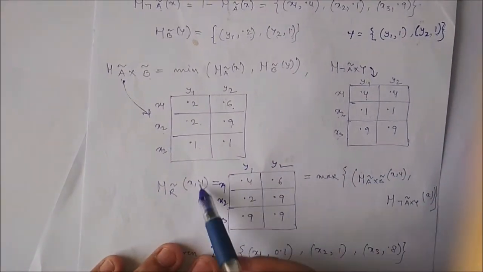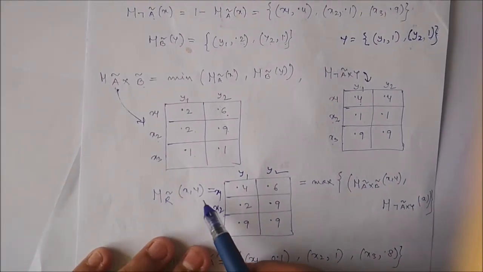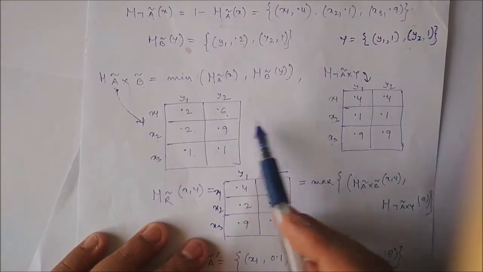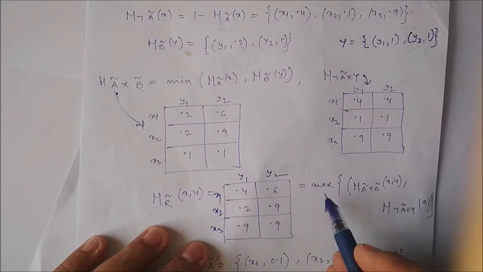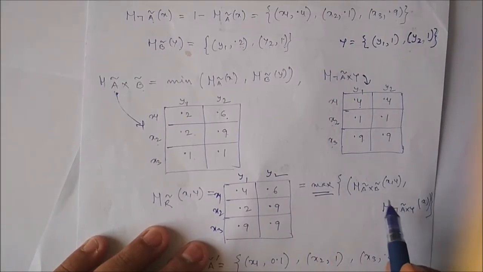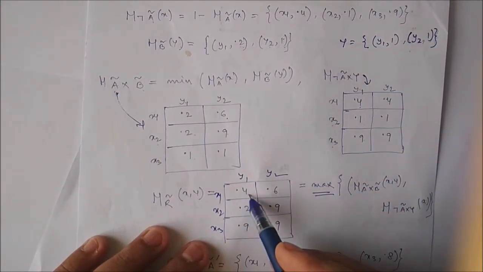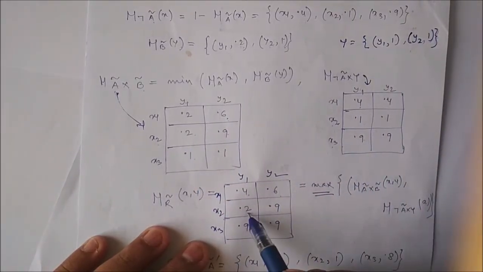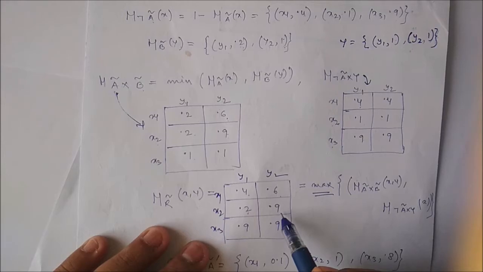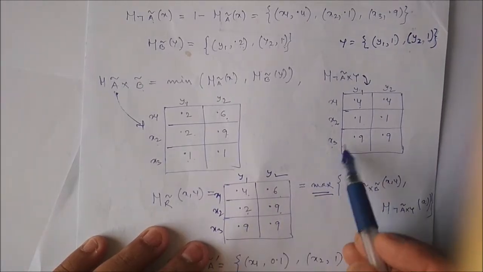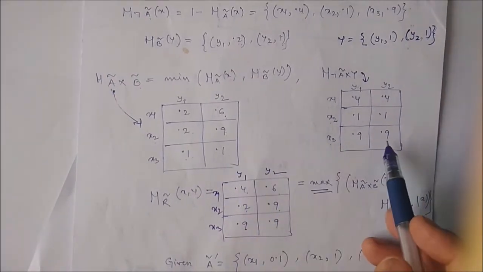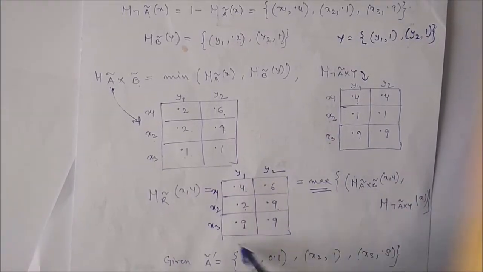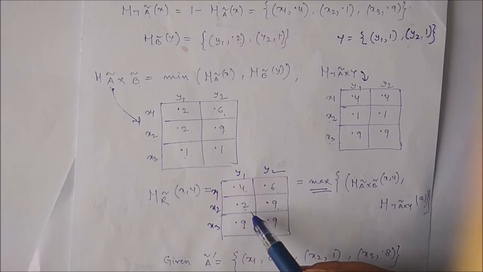Then to get R, the implication relation if-then, we compare these two and take the maximum. So 0.2 and 0.4, maximum 0.4; 0.6 and 0.4, maximum 0.6; 0.2 and 0.1, maximum 0.2; 0.9 and 0.1, maximum 0.9. Similarly, 0.1 and 0.9, maximum 0.9; 0.1 and 0.9, maximum 0.9. So this is the relation: if x is A, then y is B.